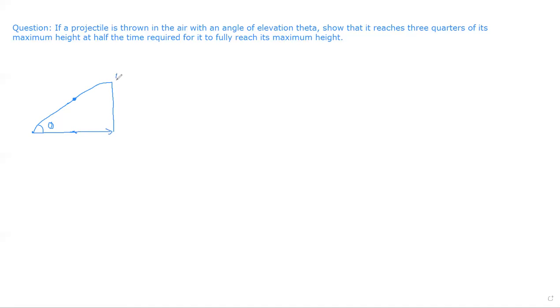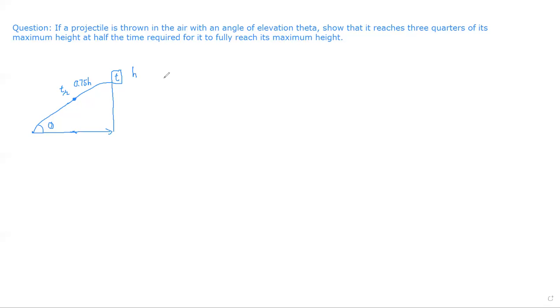If this is the maximum height at time t, and it has a height of h, show that at t over 2, it has 3/4 of its maximum height, which is h. So how do we do that? Well, to do that, thinking of this from a physics perspective, this also works when you're considering calculus 3.